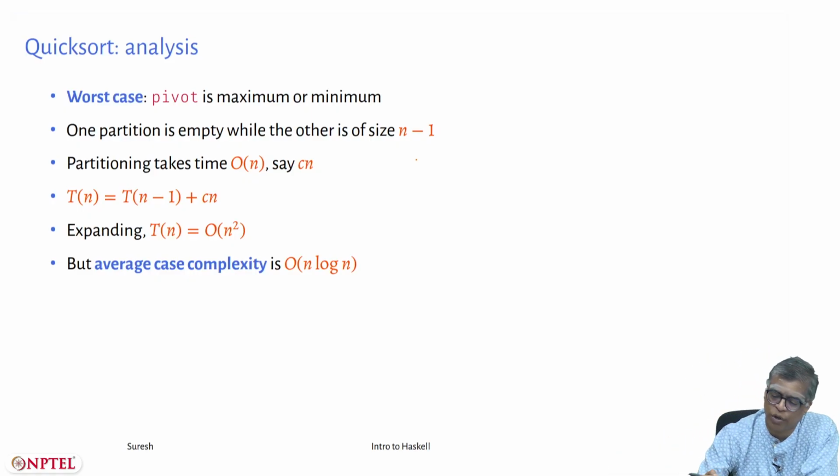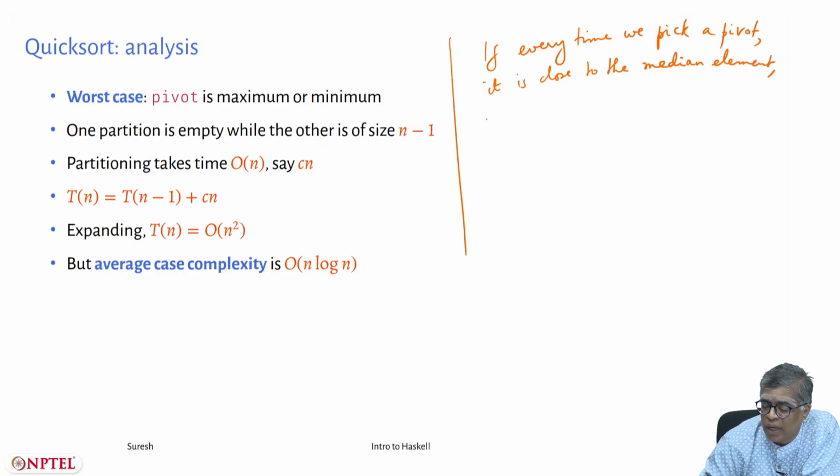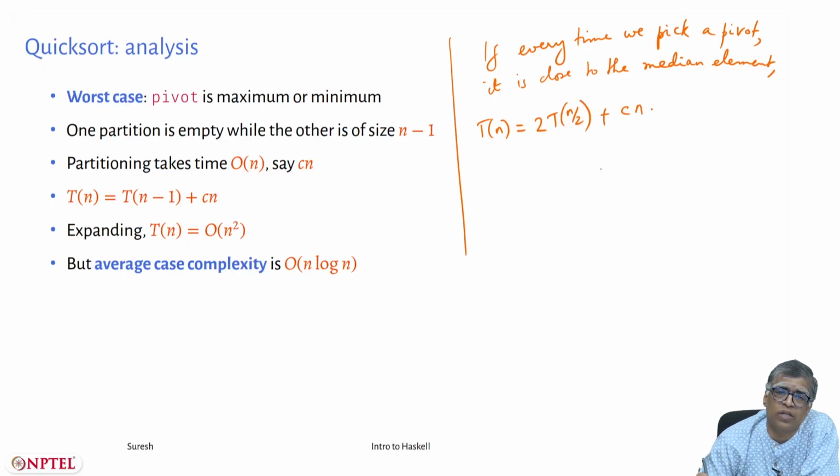Let me just expand it out for you. If the pivot is close to the median element, then you can sort of assume that it is almost like this. Okay, and then this is the same recurrence relation that you had for merge sort, so your T of n will be order n log n.